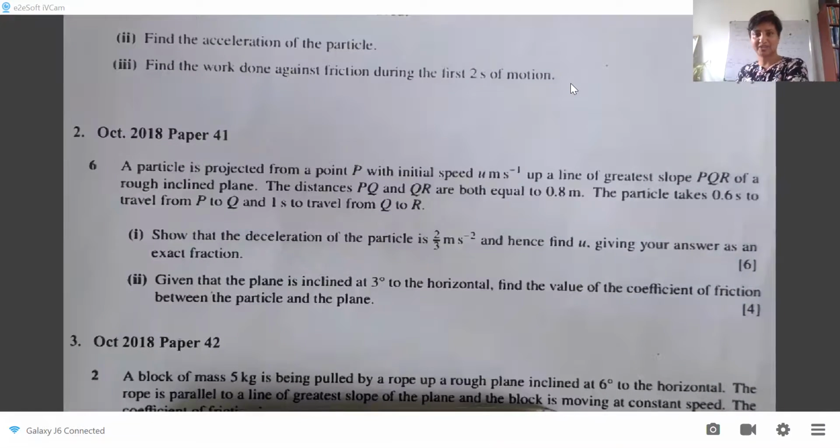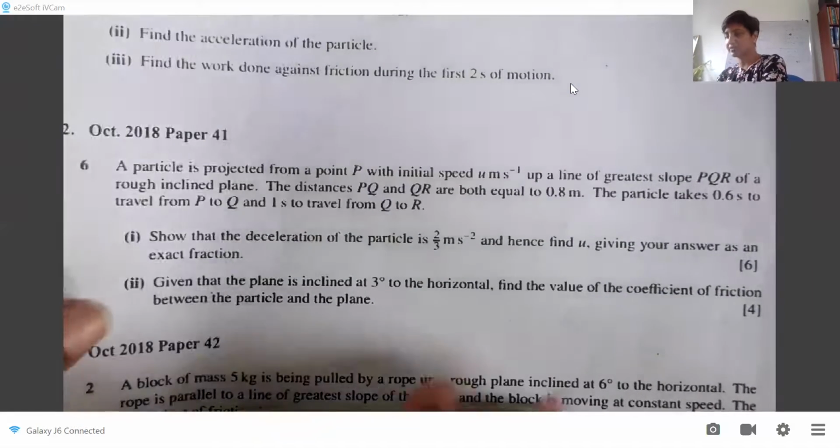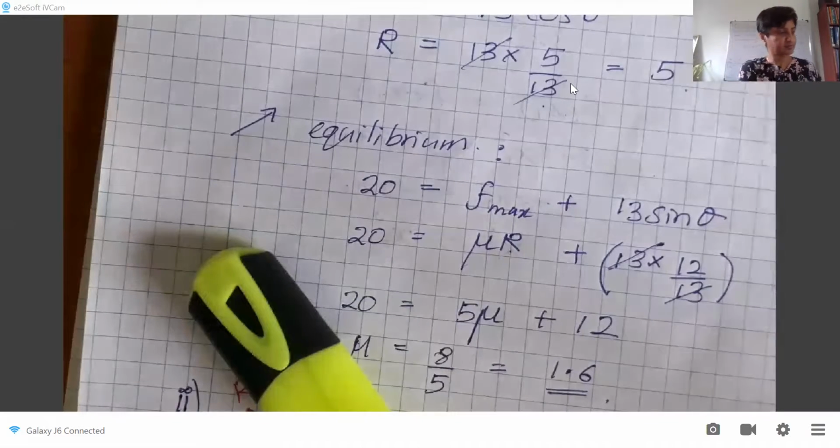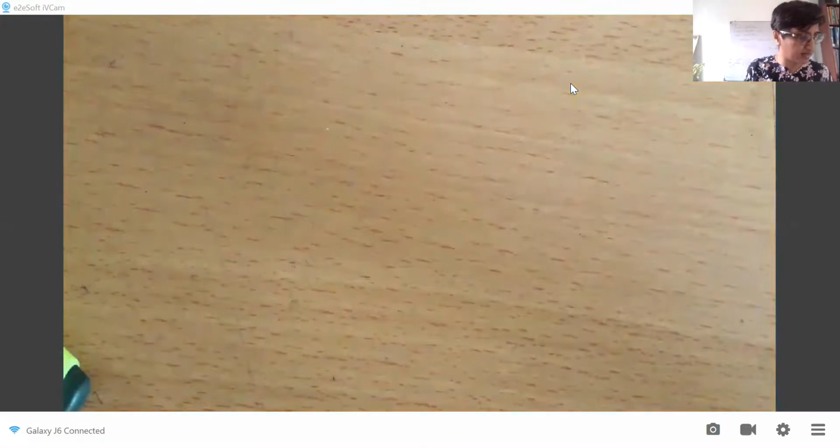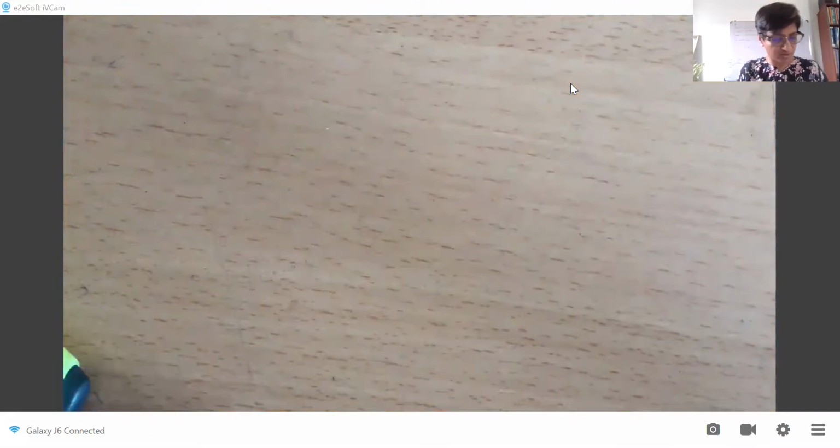Right. Sketch. Let's draw a sketch for what they're saying here. The particle is projected. A particle is projected from a point A with initial speed u up a line of greatest slope PQR of a rough inclined plane. The distance, all that. So shall we draw?